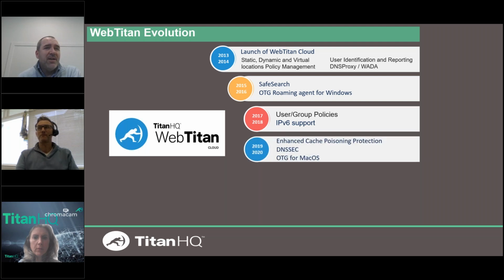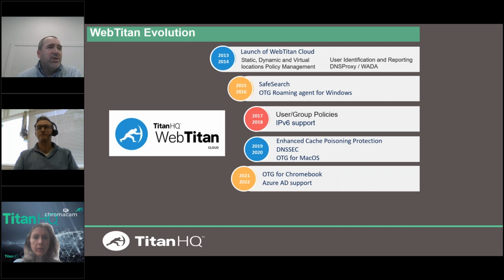2019 and 2020 was a time when we focused primarily on security, with enhanced cache poisoning protection, the introduction of DNSSEC, and we also introduced an on-the-go agent for the Mac OS platform. In 2021 and 2022, we came out with OTG support for Chromebooks. This is particularly important for the education community, and we also, as I mentioned already, added Azure AD support for those organizations with either an Azure environment or a hybrid Azure environment.